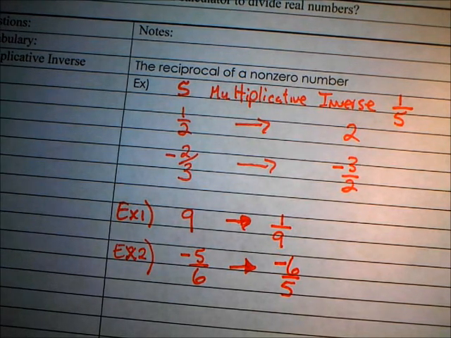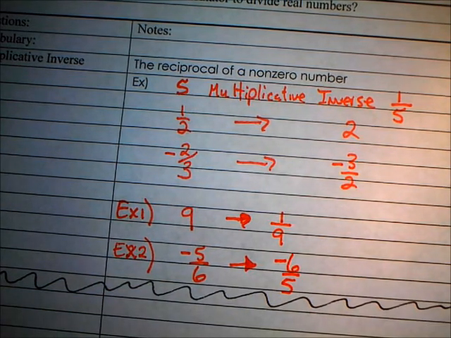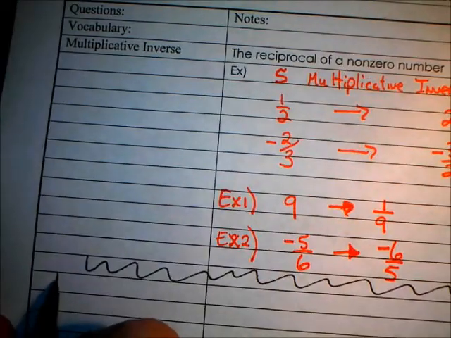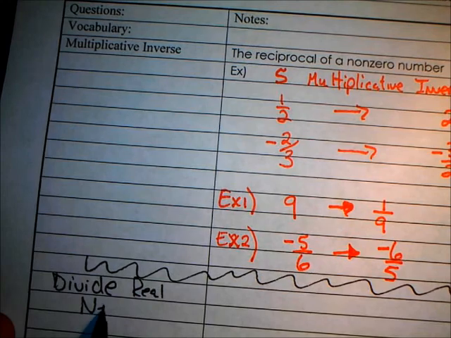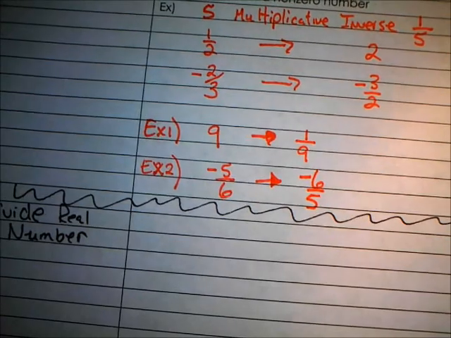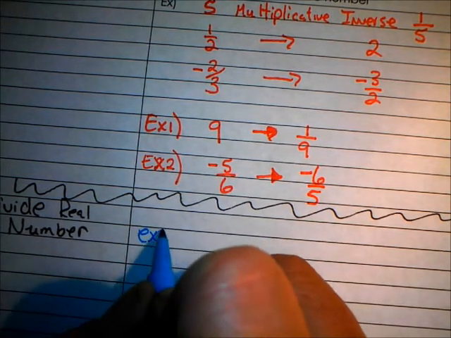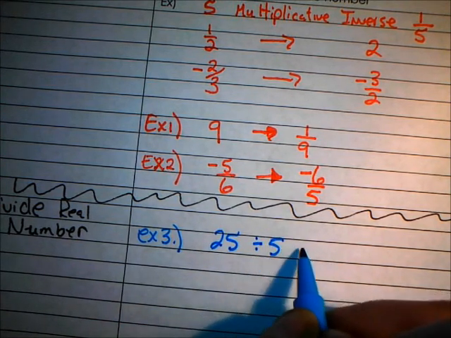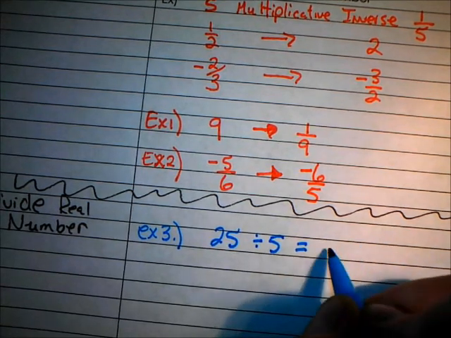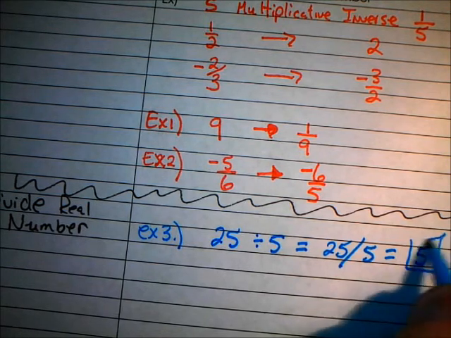Okay. Next section. And that was finding multiplicative inverse. The next one just wants us to actually divide our real numbers. So the problems I'm going to give you, just to make sure our buttons are working okay, we have 25 divided by 5. If you put that in your calculator, it's going to look like 25 divided by 5, which should be 5.